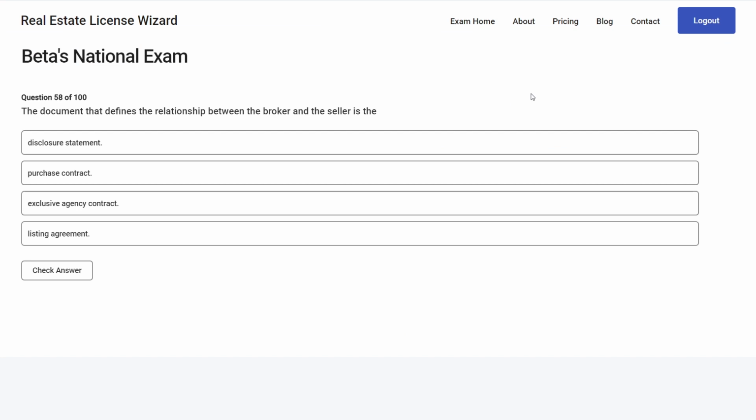Okay, so 58. The document that defines the relationship between the broker and the seller is... and because there's four options here. Is it disclosure statement, purchase contract, exclusive agency contract, or listing agreement? Alrighty, so think that one over.